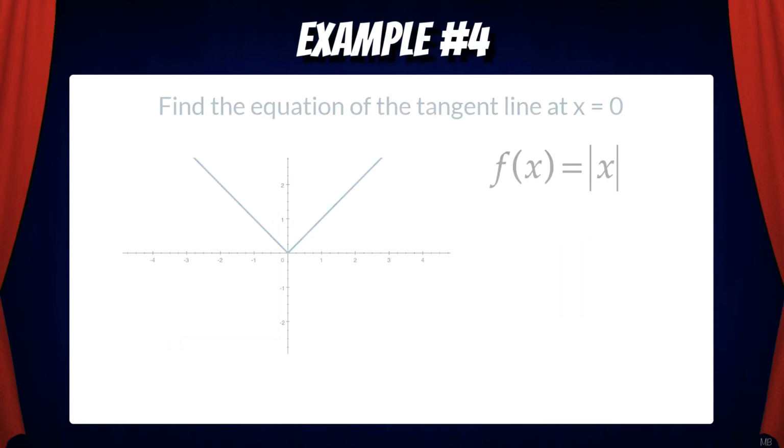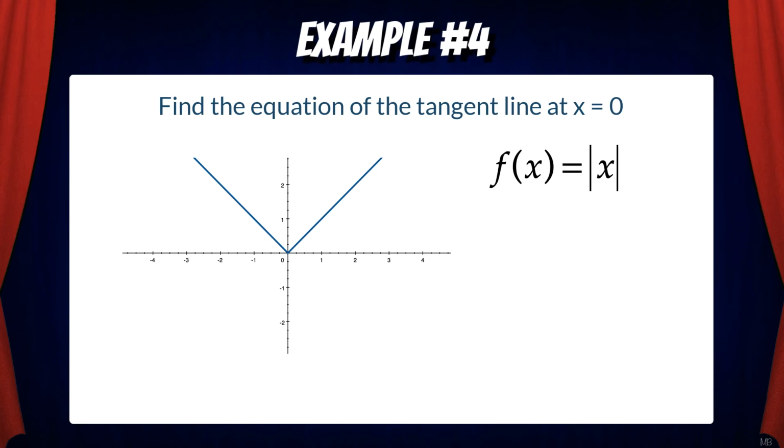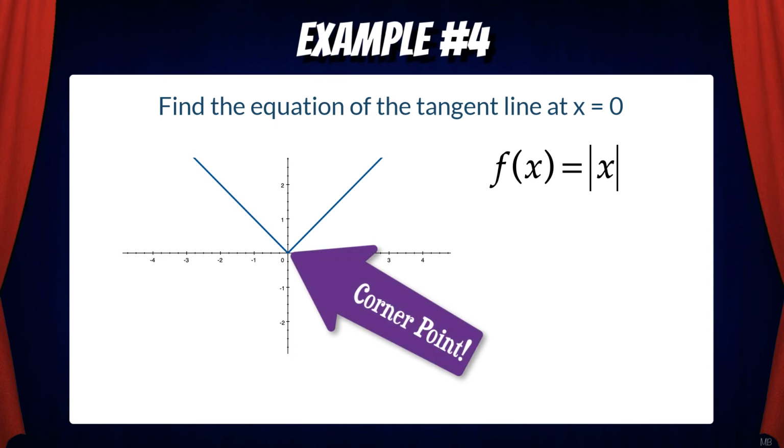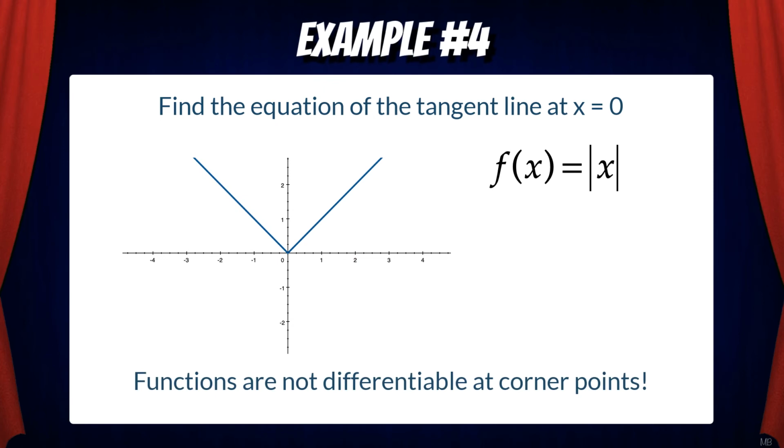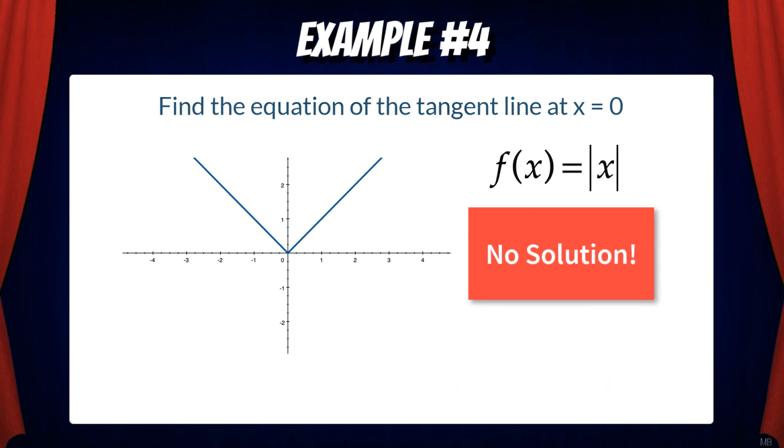Okay, here's one more example to consider. Find the equation of the tangent line at x equals 0 on the function f of x equals the absolute value of x. Well, this is an interesting case because at x equals 0, the absolute value of x has a corner point. But remember, functions are not differentiable at corner points, so the derivative doesn't exist at x equals 0. And as it turns out, you can't find the equation of a tangent line at a corner point on a function. So this particular question has no solution.